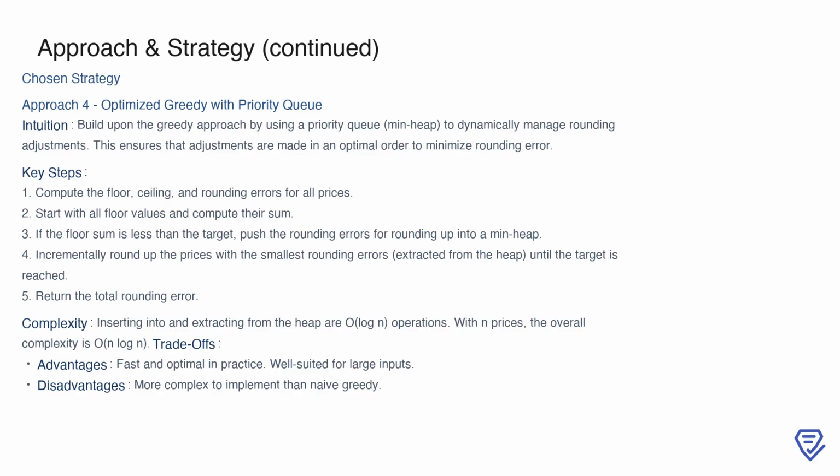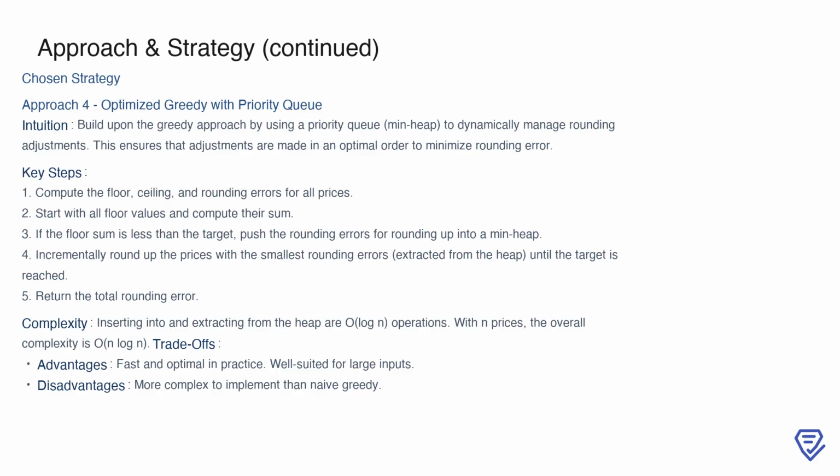The min heap allows us to dynamically manage the prices, ensuring that we always round up the price with the smallest rounding error first. This process continues until the target sum is reached. By using the priority queue, we ensure that adjustments are made in an optimal order, minimizing the overall rounding error. The complexity of this approach is n log n, because inserting into and extracting from the heap are logarithmic operations.